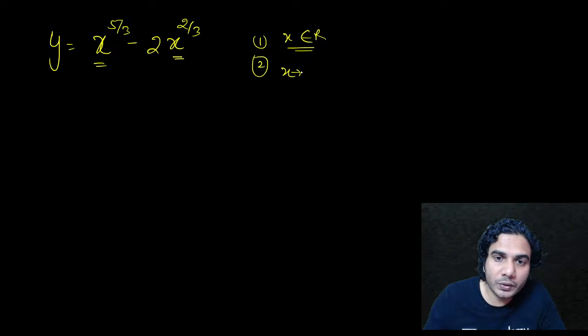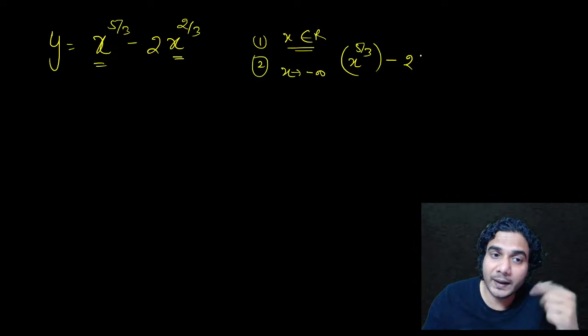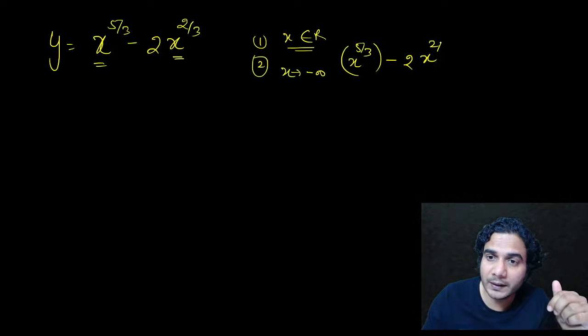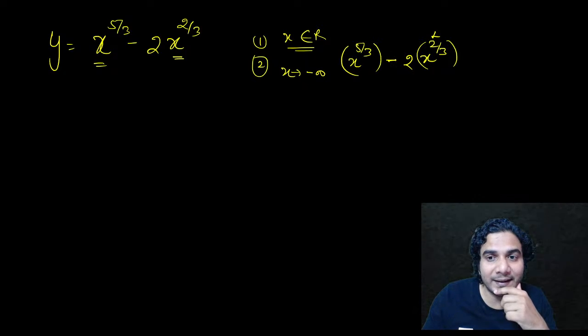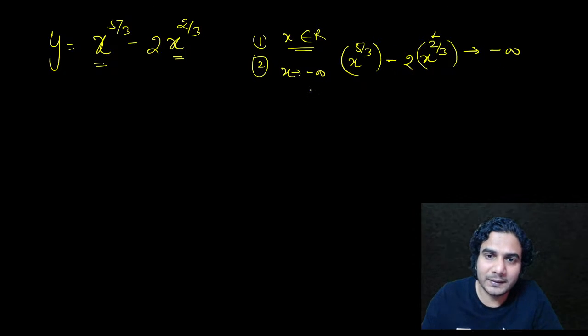So when x approaches minus infinity, you can see x raised to 5 by 3, because the power is odd, you are putting 5 power and then taking cube root, so a negative number will stay negative. So minus infinity raised to 5 by 3 will be minus infinity only. And this is also minus infinity, you can see 2 by 3. Because of this 2 it will become positive, and because of this minus sign it will remain negative. So when x approaches minus infinity, this approaches minus infinity. I hope you understand this limit.